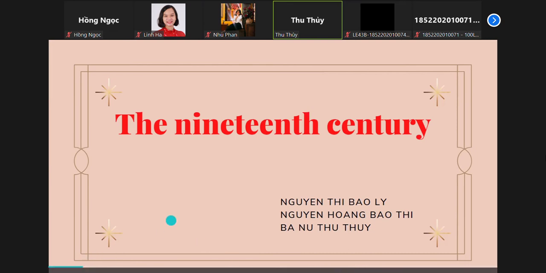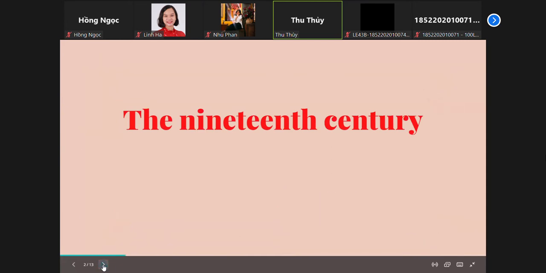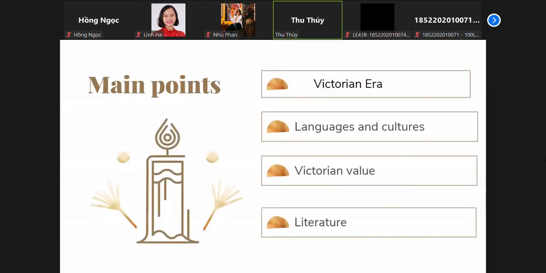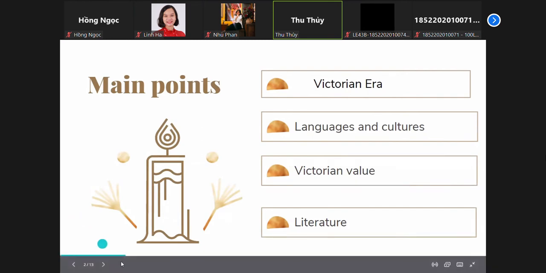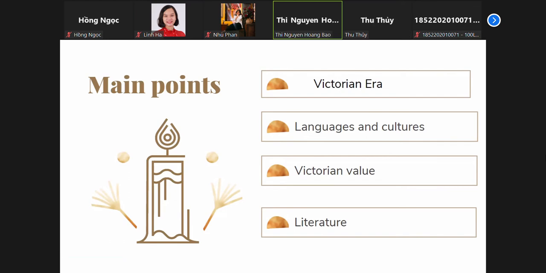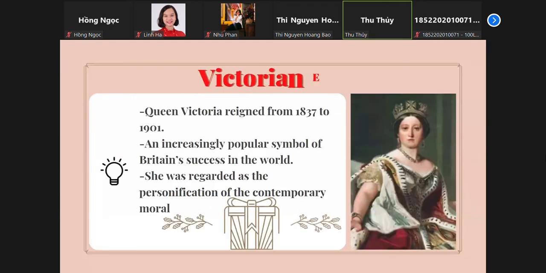Next slide. Here we have four main points. They are about the Victorian era, language and culture, the British language and culture, and the Victorian value and the literature. So first of all, we will talk about the Victorian era.